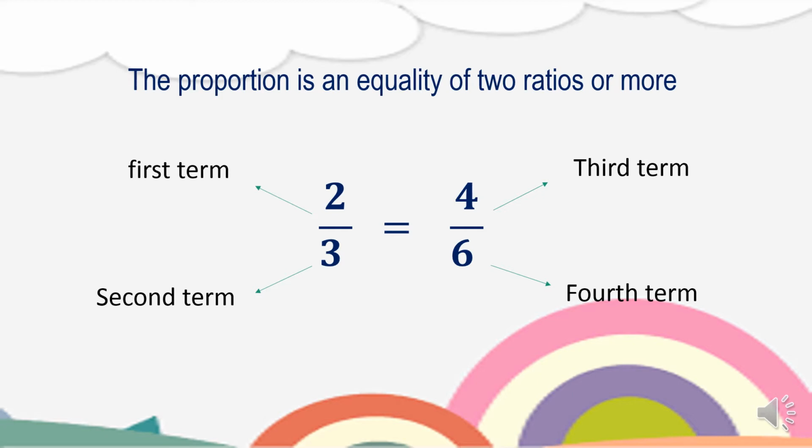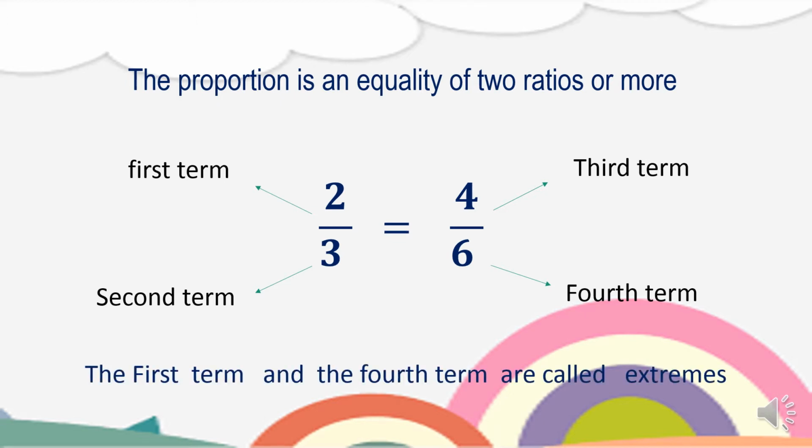So now I have a proportion. I don't have a first term or second term of a ratio. No, I have a proportion. That means I have a first term and second term, third term and fourth term, and so on. I order them from up to down, okay? So the first over the second and the third over the fourth.